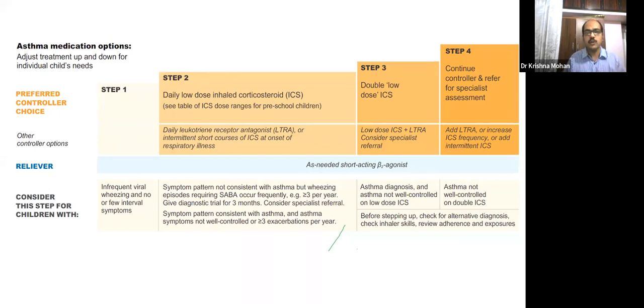The other controller option is adding Montelukast, that is a leukotriene receptor antagonist. That is if the patient is very, very unwilling to start an inhaled corticosteroid. Many times the parents will be reluctant to start because they will be telling this is a very small child, is it okay to start? In such cases, if you are not able to counsel them properly to start an inhaled corticosteroid, you can try using Montelukast. But Montelukast compared with an inhaled corticosteroid is very much inferior in efficacy. But this is another controller option. So that is about the management of asthma in less than 5 years age group.